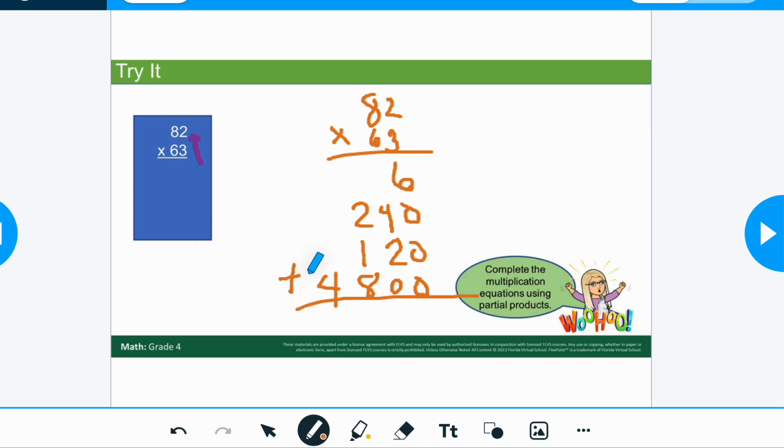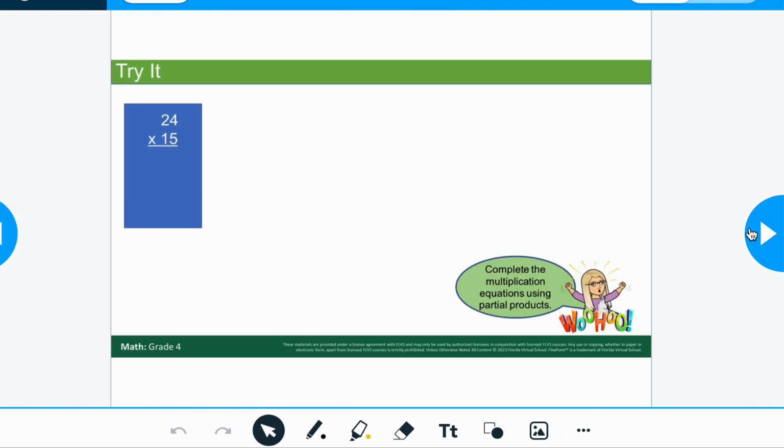I'm going to go ahead and align my numbers. Bring down my 6. Bring down my 6. 11, carry. 5,166. Let's do one final one. You've got this, 4th grade. Go ahead and pause the recording. Let's see how you do.